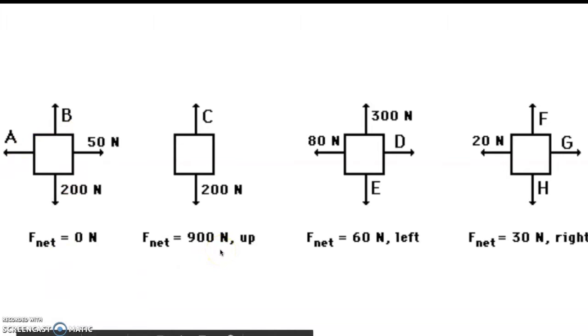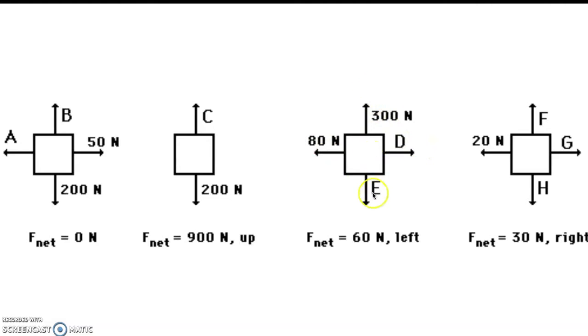Now if my net force is not 0, let's say it's 900, and it's going up. If I have 200 going down, to get 900 going up, I would have to take 200 plus 900. I'd have to have 1100 for C, because 1100 minus 200 would equal 900. So I got 60 newtons left as my net force. So that means 80 minus 60 would be 20. So D would be 20 newtons.